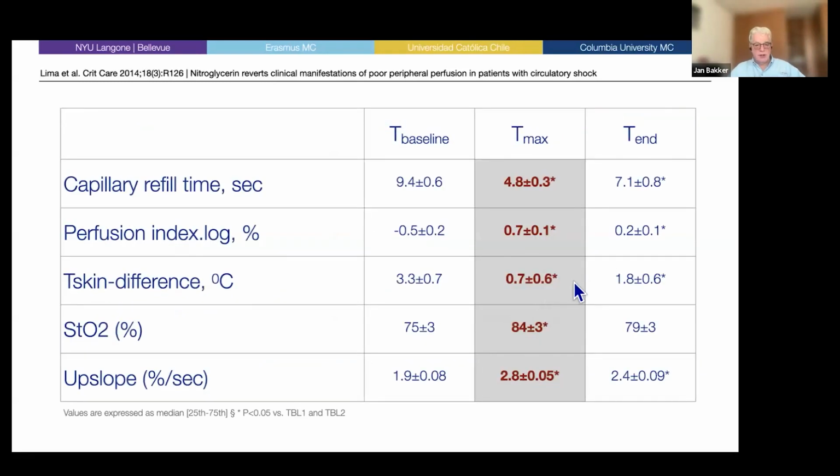The interesting thing, of course, is that in the parameters of peripheral perfusion, we use capillary refill time, perfusion index, skin temperature difference, StO2, the upslope of the vascular occlusion testing. In all of these patients with circulatory shock, this was all shock. It was all abnormal at baseline. It significantly improved in all with nitroglycerin, and it significantly decreased again after stopping nitroglycerin. So that's the pure vasodilator.